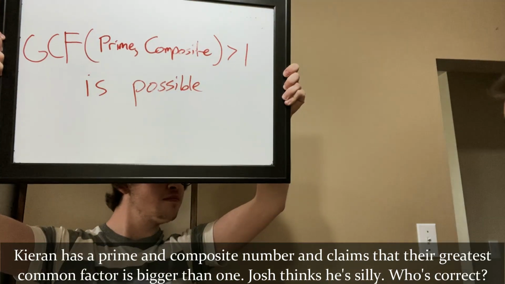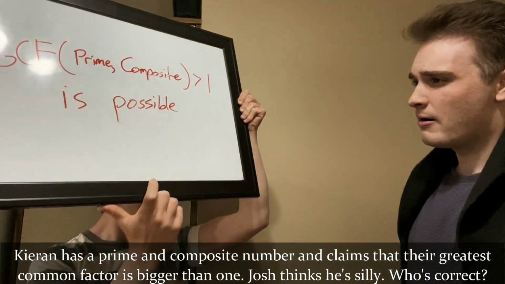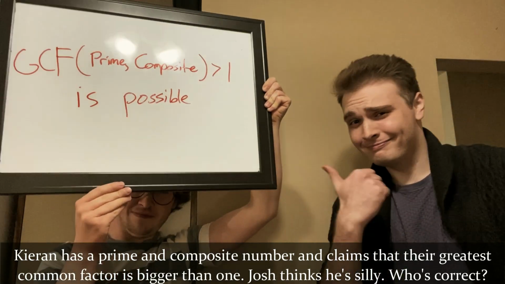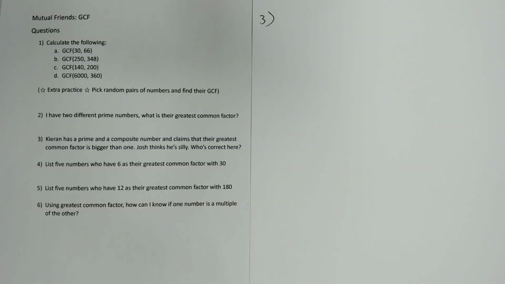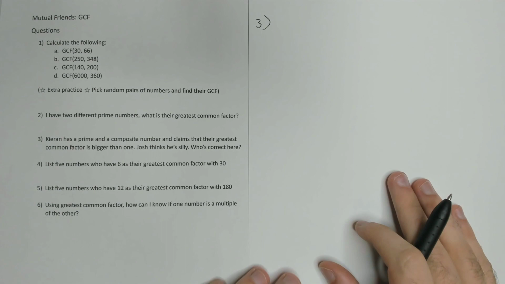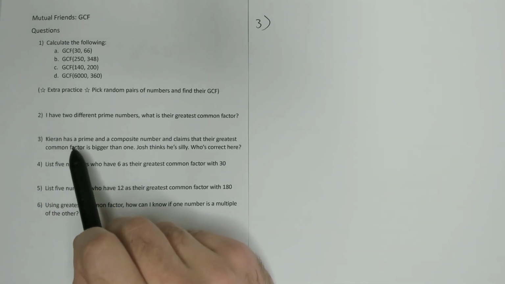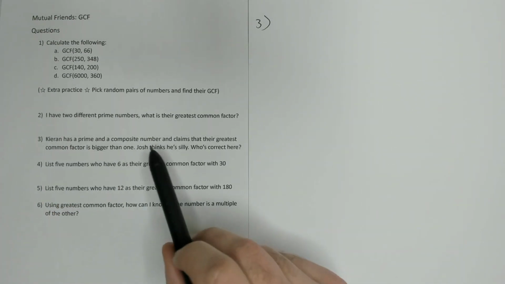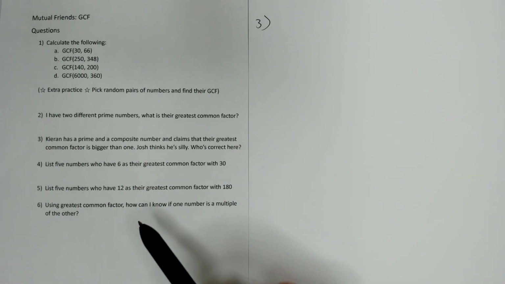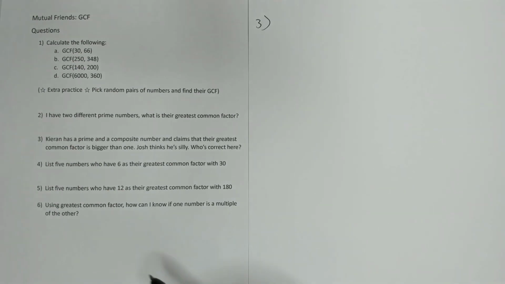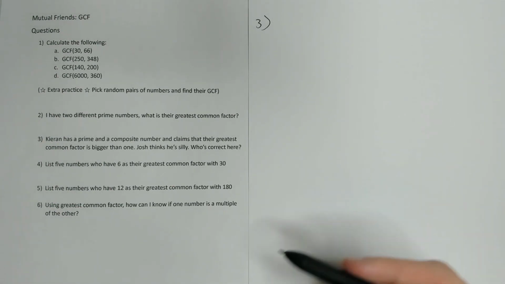Kieran has a prime number and a composite number and claims that their greatest common factor is bigger than 1. Josh thinks he's silly. Who's correct here? All right, so we got another classic Kieran versus Josh problem. And what Kieran is claiming is that he has a prime number and a composite number that have a greatest common factor bigger than 1. So we saw in question 2, for 2 different prime numbers, they had a common factor of exactly 1 because, well, they were prime and they were different than each other. That's the only common factor that they had.